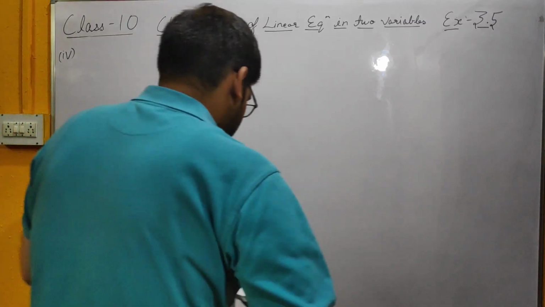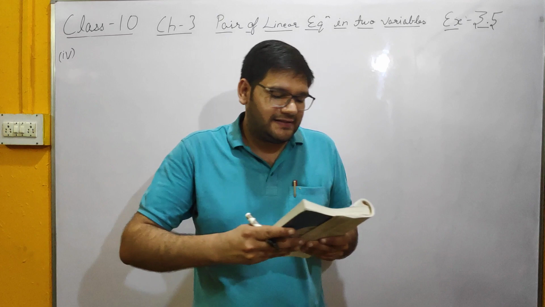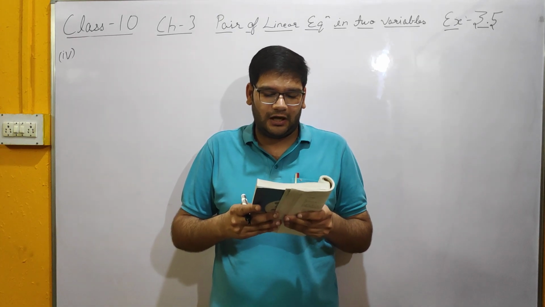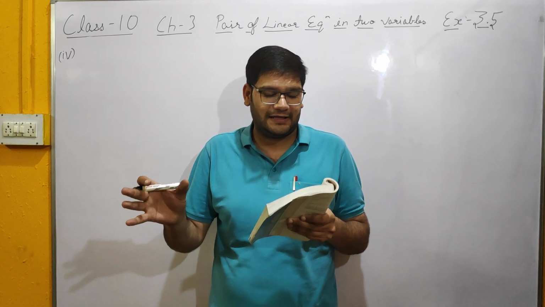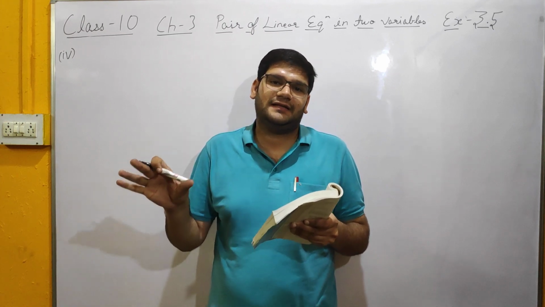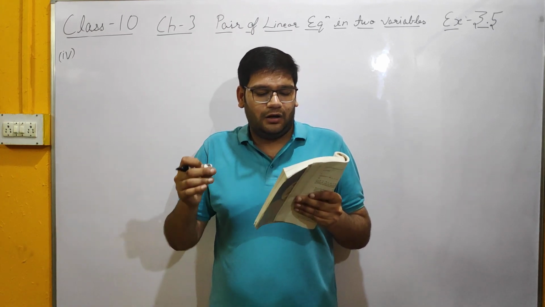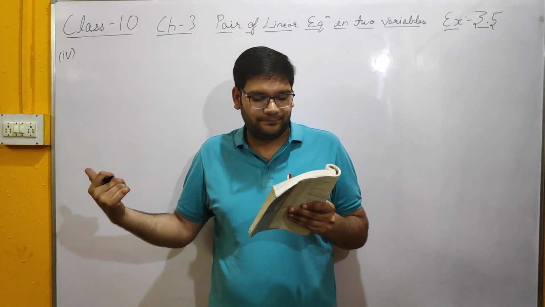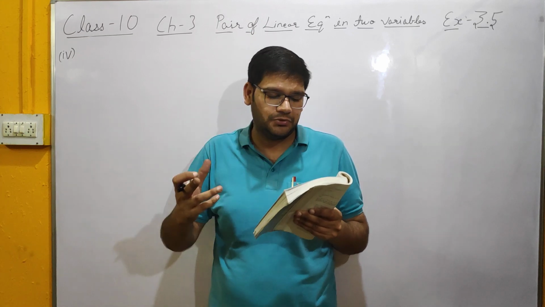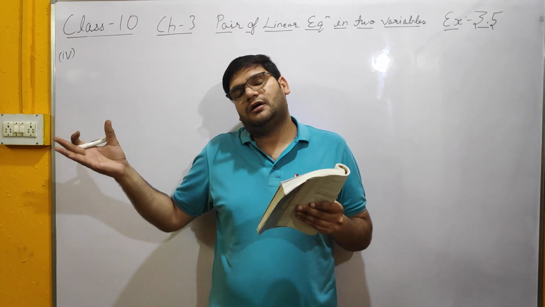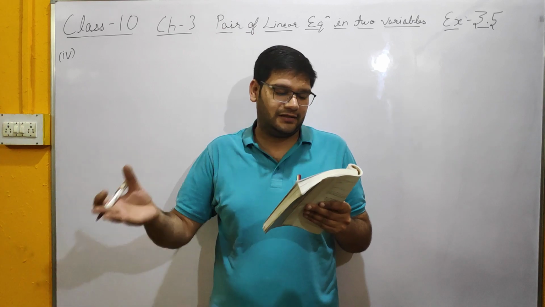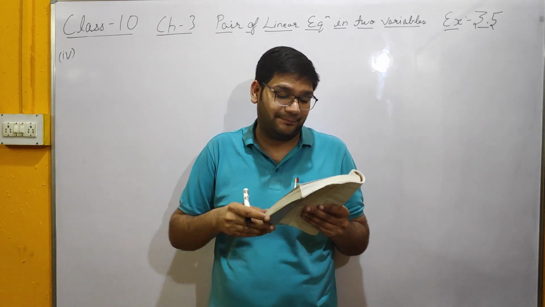Now fourth part, it is really a very interesting one. Places A and B are 100 km apart on a highway. Two places are there, A and B, and the distance is 100 km. One car starts from A and another from B. So there are 2 cars starting, one from A and another from B at the same time.